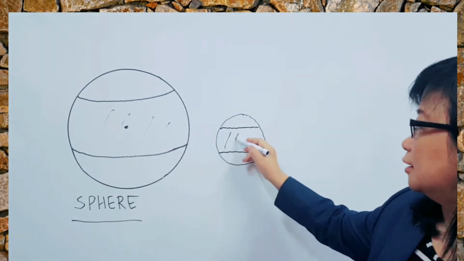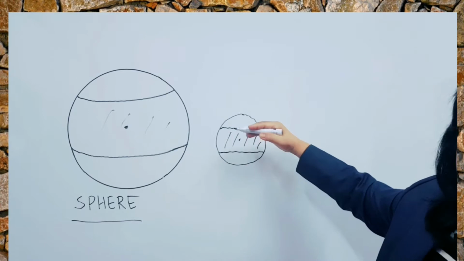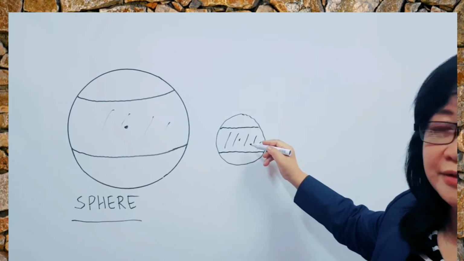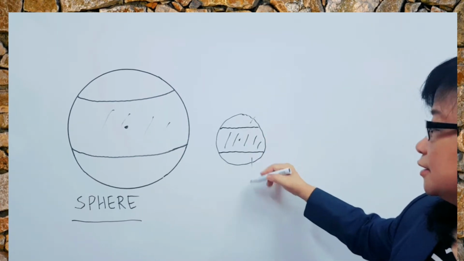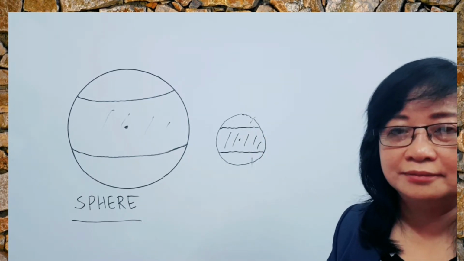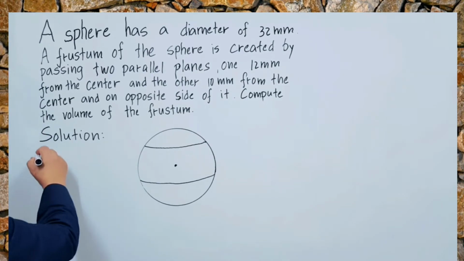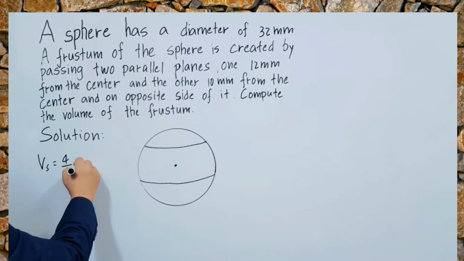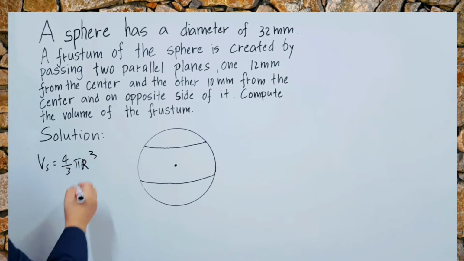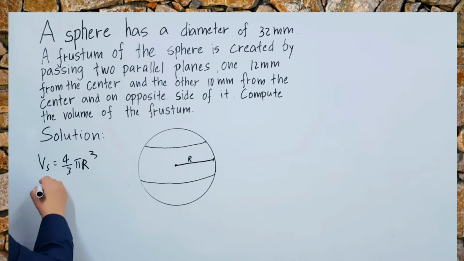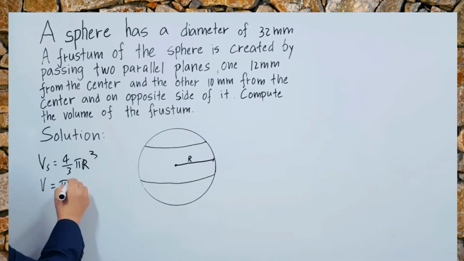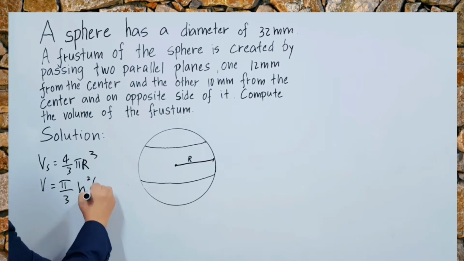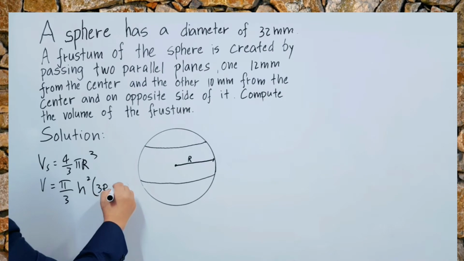So this one, the area intercepted by the two parallel planes, we call it the frustum of the sphere. And this is the spherical segment. So here we need the volume of the sphere, which is equal to 4/3 pi r cubed. And we need the volume of the spherical segment, which is equal to pi over 3 h squared times 3r minus h.